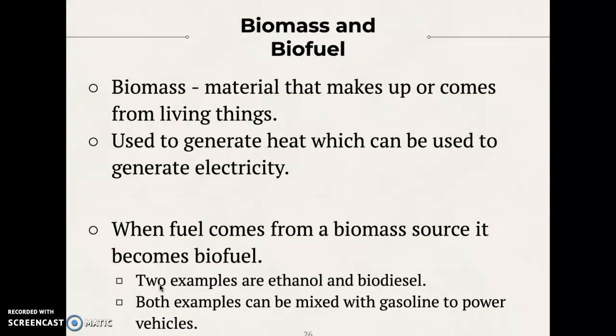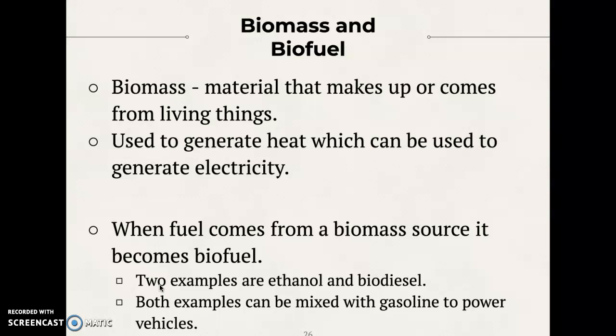All right, biomass and biofuel. This is like the old school way of creating energy. So biomass is material that makes up or comes from living things. So anything living that you use as material to create energy would be biomass.